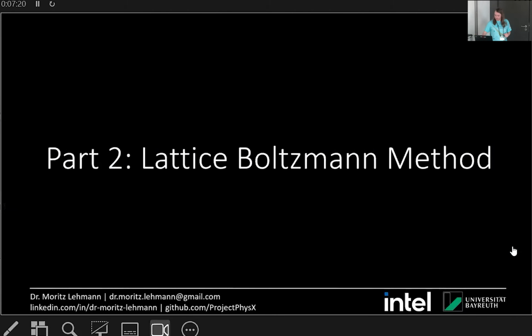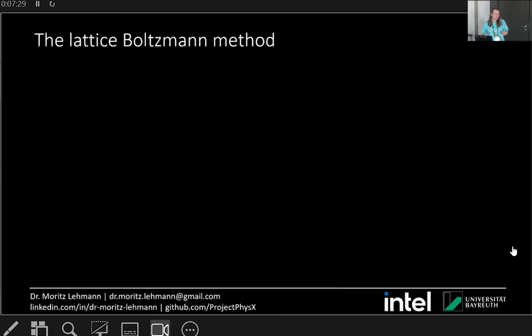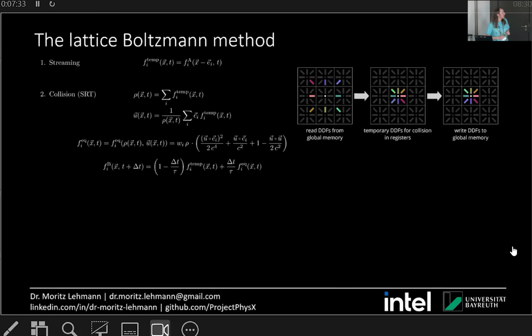Yeah, let's go through the Lattice-Boltzmann method. So FluidX3D under the hood is a Lattice-Boltzmann code from the mathematical side. It's the most simple Lattice-Boltzmann variant there is. So this is the entire algorithm for it. It consists of two steps, a streaming and a collision step.